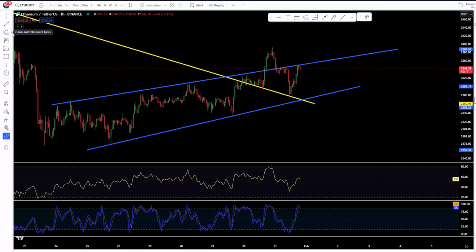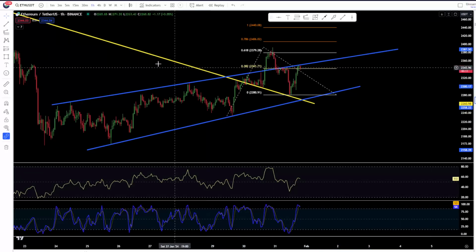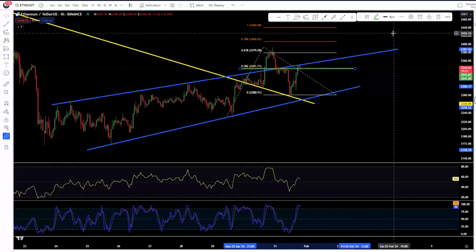Now let's move on to marking resistance spots by looking at the current rally. And here, when we spread the trend-based fib extension grid, we can see the price is again fighting against the resistance at $2,341.